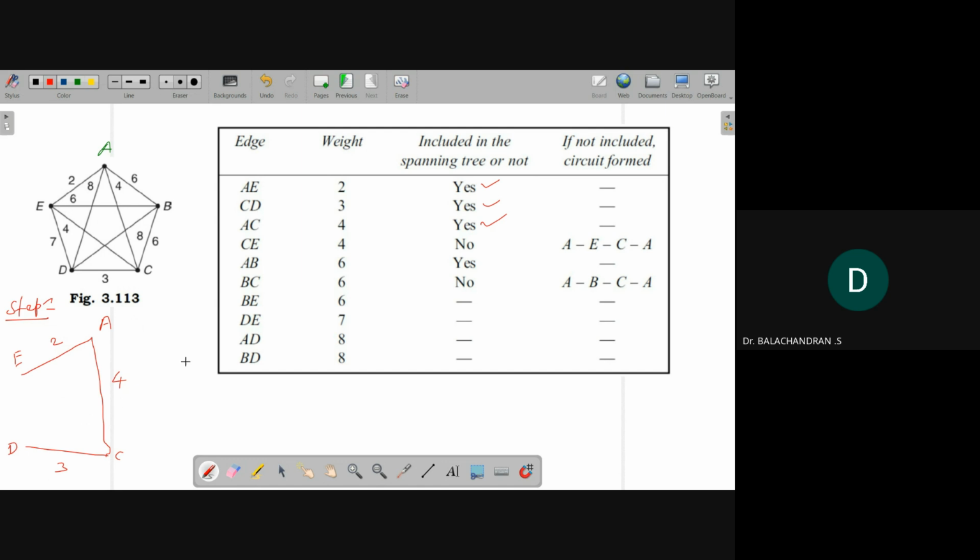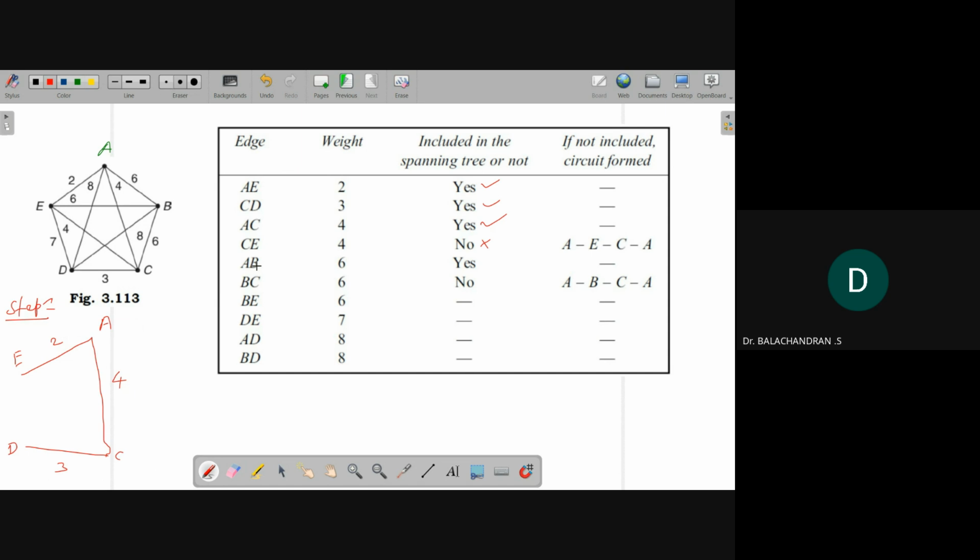Next, CE 4. So I cannot add this edge CE, because why? It will form a cycle. Okay, that's why I'll put no. Yes, it will form a cycle, A, E, C, A. That's why I don't want to take CE. Next I'll go to 6.